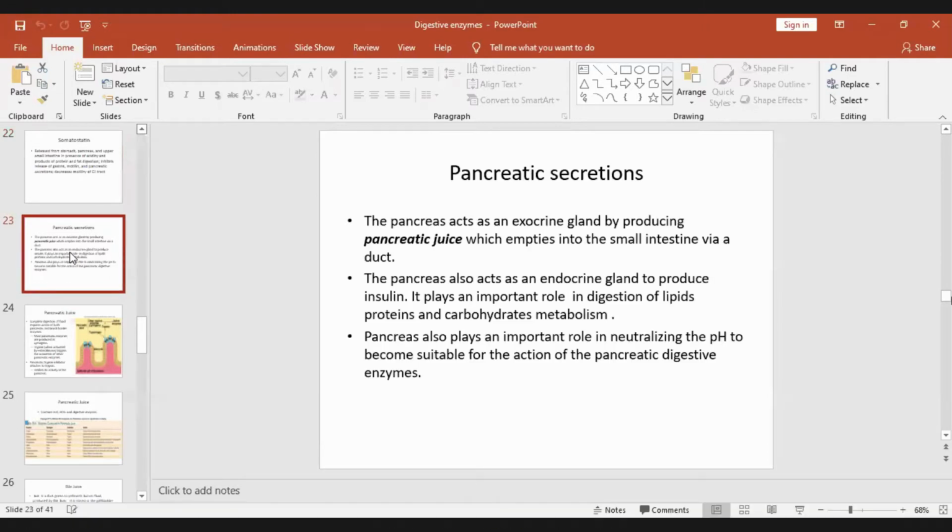Now today we are talking about pancreatic secretions. The pancreatic gland acts as both an endocrine and an exocrine gland. As an endocrine gland, it produces different hormones: insulin, glucagon, somatostatin. After that, the pancreas secretion contains the pancreatic juice. This juice is secreted into the small intestine through a duct, and its role is to neutralize the pH and make it suitable for the action of pancreatic digestive enzymes.